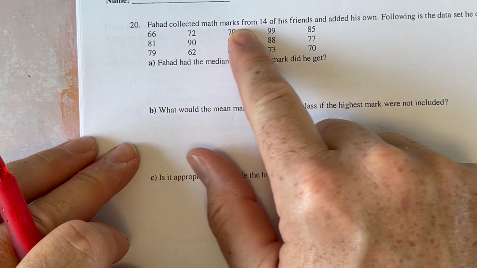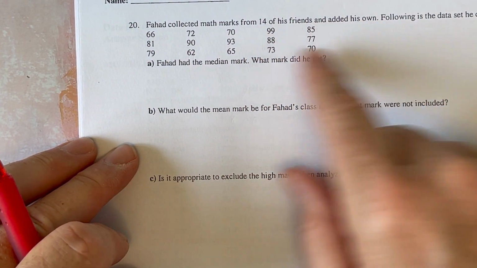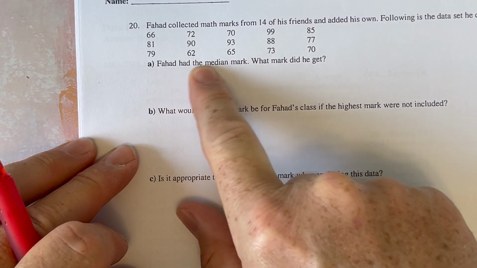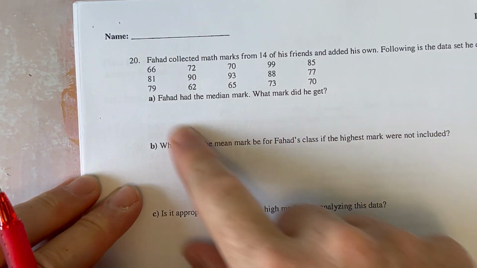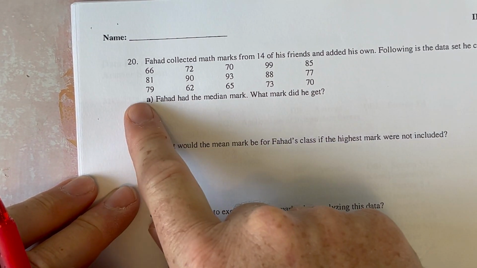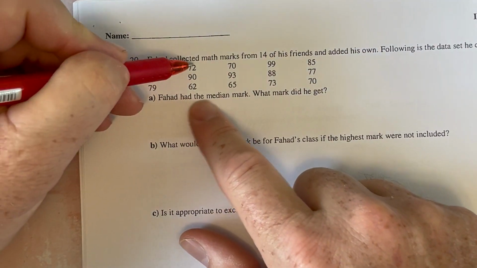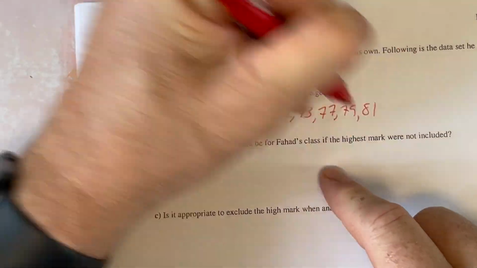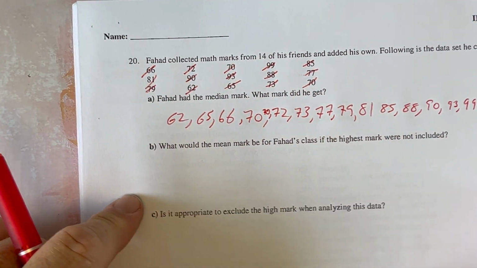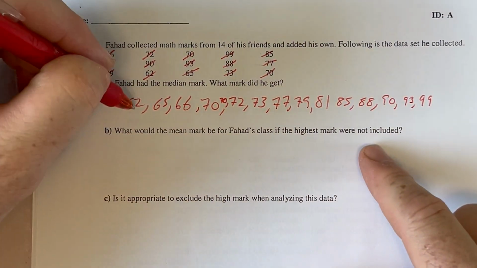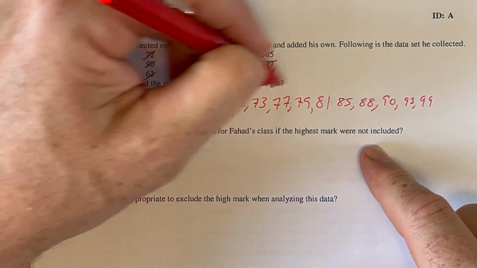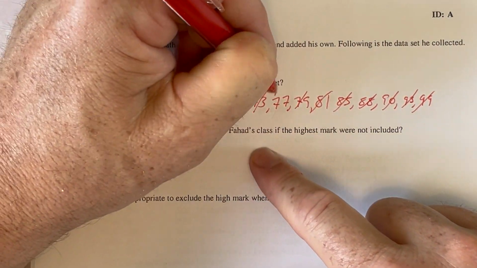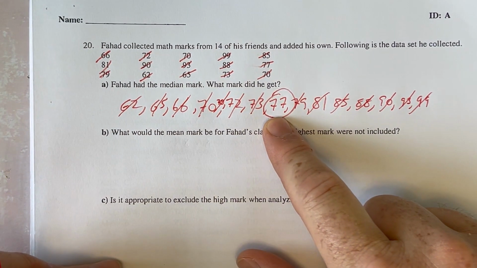Fahad collected math marks from 14 of his friends and added his own. So there's 15 total. Following the data he collected, there you go. What's the median mark? What did he get? Okay, so to do the median, remember we line all these up, so the lowest first. All right, so into the middle. 1, 2, 3, 4, 5, 6. 1, 2, 3, 4, 5, 6. 1, 2. So he got 77.